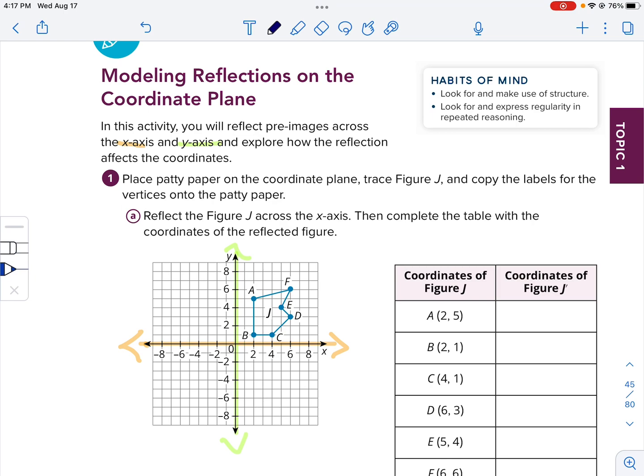It says, place patty paper on the coordinates and trace the figure J. Copy the labels of the vertices on your piece of paper. So you would put the little piece of paper on top of it. Reflect the figure J across the x-axis. Again, remember, it says the x-axis, so I'm going over the x-axis. So this is going to go from here down to here. Now, you're not translating down. You're not going straight down. You're flipping your piece of paper over.